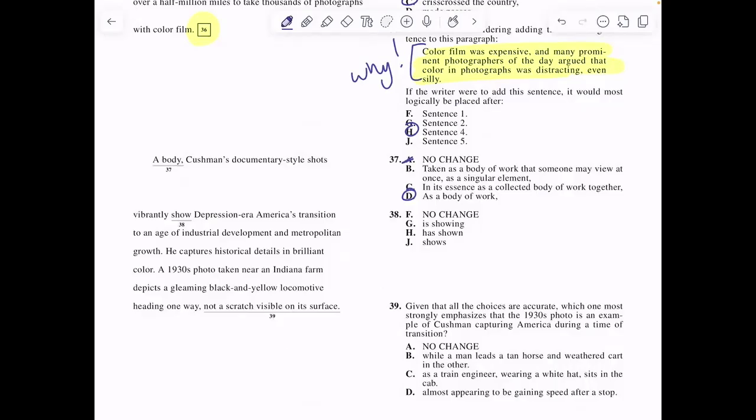Okay, so here we go. Shots is our subject. Show is our verb. Remember, if you have an S here, you don't have an S. It's 38 is F, no change. It's weird versus if I had said "shot shows," where this is singular and this is plural. So just keep them the opposite. They should not match each other.